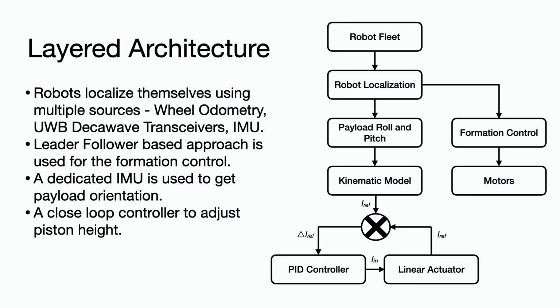We have a fleet of robots. Each robot localizes itself using multiple sources. We use a Kalman filter to fuse data from all three sources to improve the accuracy and frequency of data.